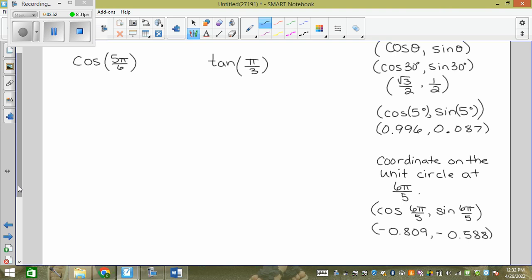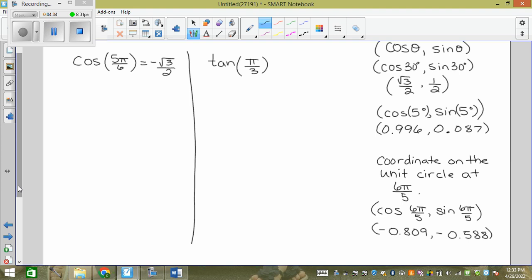Cos 5 pi over 6. If it's over 2, 3, 4, or 6, it's on the unit circle. We agree? With radians, if it's over 2, 3, 4, or 6, it's on the unit circle. So go look for cos 5 pi over 6 and give me an answer. I want cos of 5 pi over 6. So it's just negative square root 3 over 2. Why is it only one answer? Because it's the cos. And the cos is always the x.